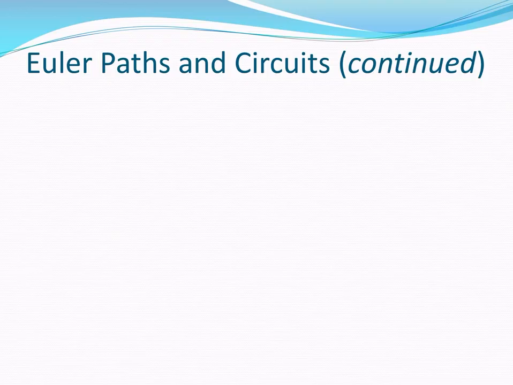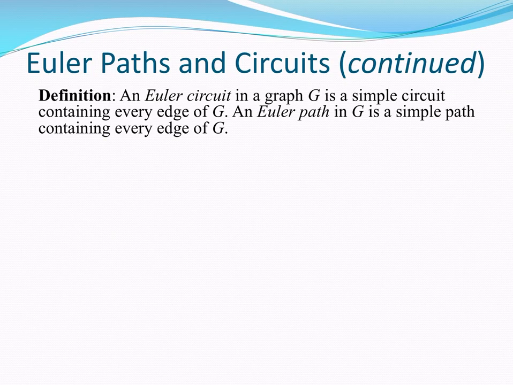All right. Now let's talk about Euler circuits and paths. So an Euler circuit in a graph is a simple circuit containing every edge of G. So in our Konigsberg bridge problem, we were seeking an Euler circuit because we wanted to cross every bridge and end back at the starting point, which is what a circuit does. Similarly, an Euler path would be a simple path, one that does not repeat an edge and contains every edge of G, but it does not start and end at the same point.